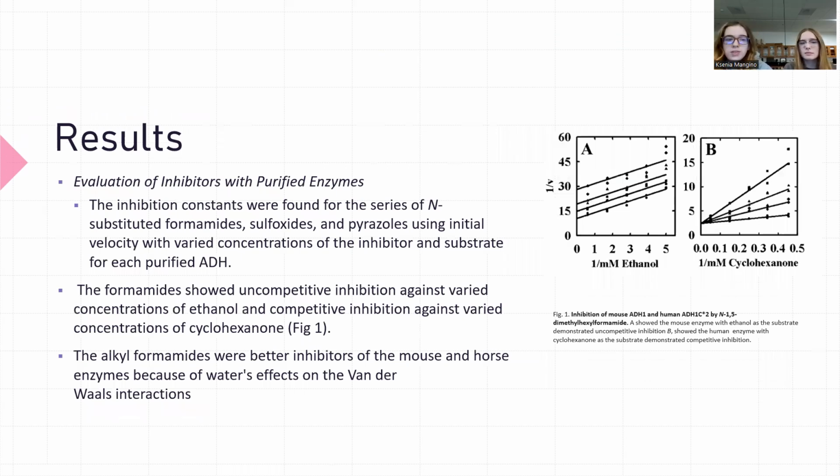For our results, it was found that the inhibition constants were found for the series of N-substituted formamides, sulfoxides, and pyrazoles using initial velocity with varied concentrations of the inhibitor and substrate for each purified ADH. The formamide showed uncompetitive inhibition against varied concentrations of ethanol and competitive inhibition against varied concentrations of cyclohexanone. The alkyl formamides were better inhibitors of the mouse and horse enzymes because of water's effects on the van der Waals interactions.